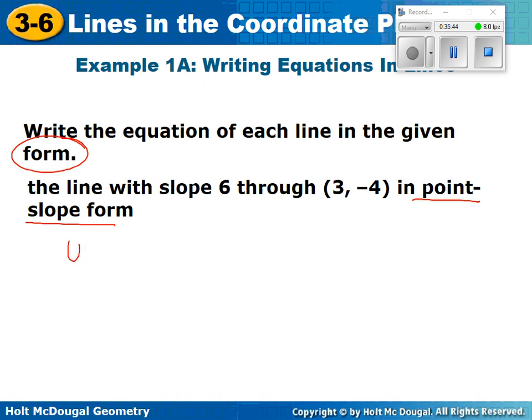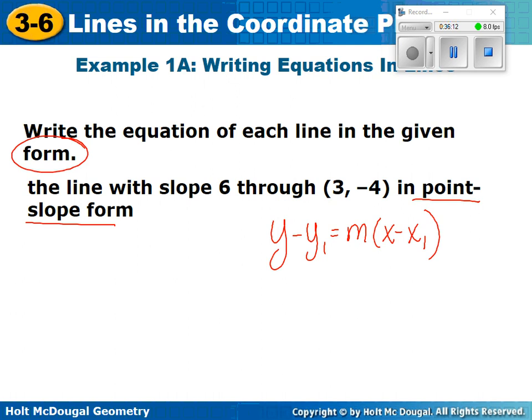Okay, be careful. I heard two different answers. So y minus y1, and I'm going to actually shift over here because this keeps messing up. Y minus y1 equals m times x minus x1. What parts of that equation should have numbers in place of them for my final answer? Y1, m, and x1. Does everybody agree?